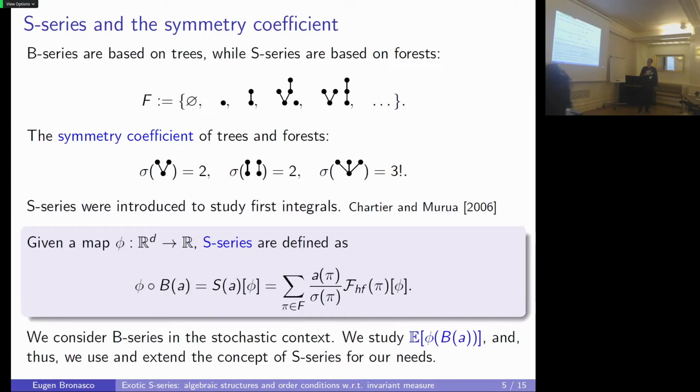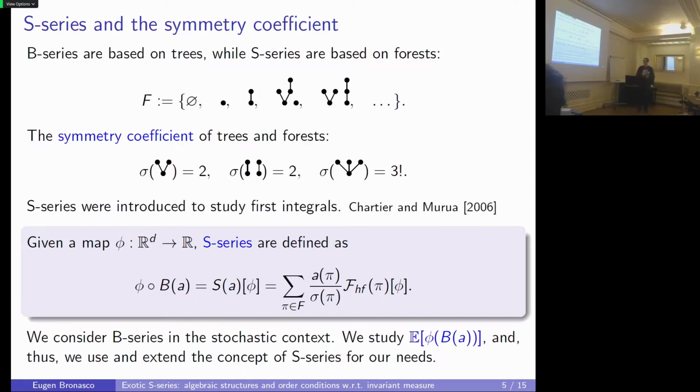Then originally, S-series were introduced to study first integrals. But in our case, we're going to use them a bit differently. So given a map phi from R^d to R, we can compose phi with a B-series B of A. Then this can be written as a differential operator S of A applied to phi. And this differential operator can be written as a formal sum over forests, where every term in this sum is a differential operator corresponding to a particular forest. And the coefficient is given by the extension of the map A from trees to forests. And then we divide this coefficient by sigma of P, the symmetry of the forest.